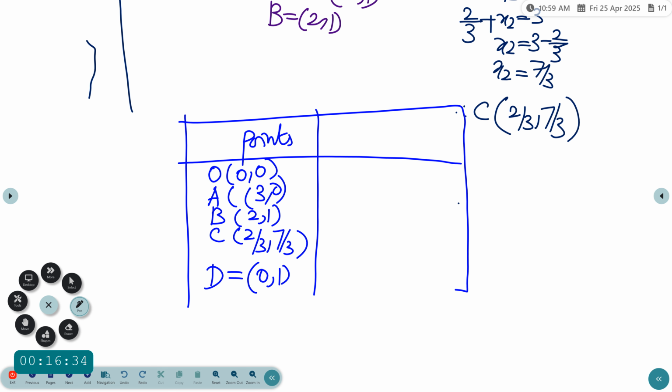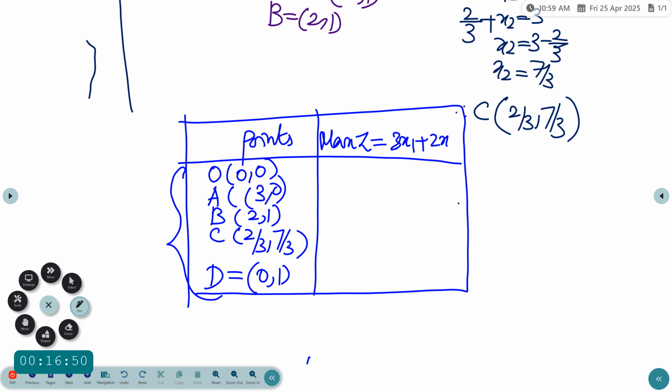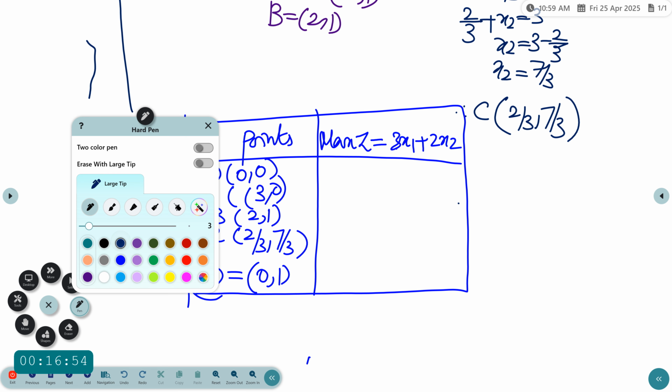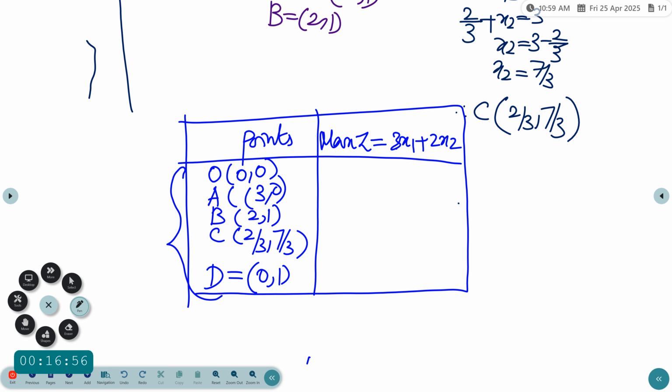These are all the set of solutions, but we need the optimal solution. Optimal solution means the best solution among these set. Then write the objective function given in the problem. Objective function is maximize z equal to 3x1 plus 2x2. Then find the value for z for each and every point, substituting each and every point.